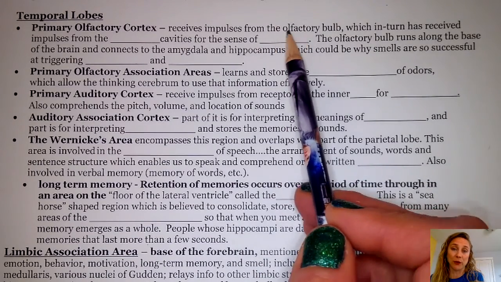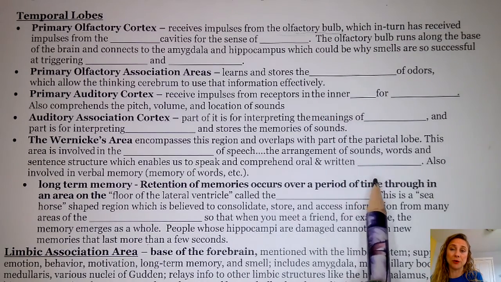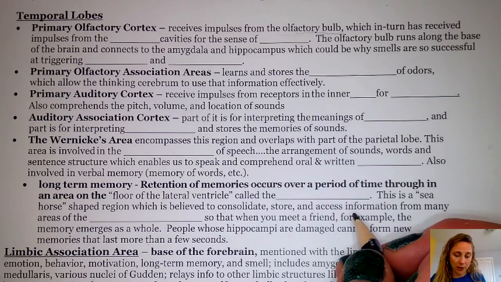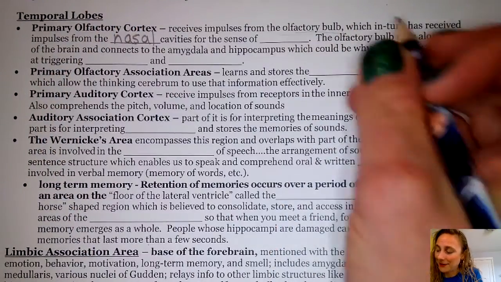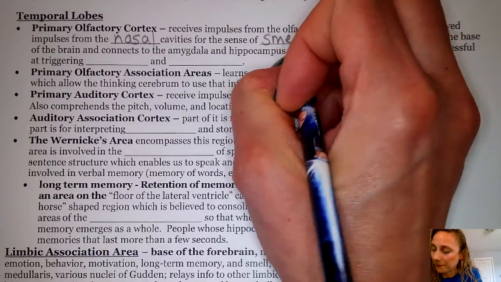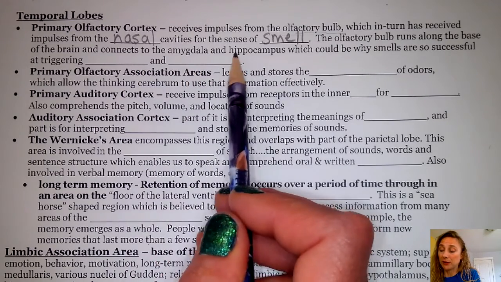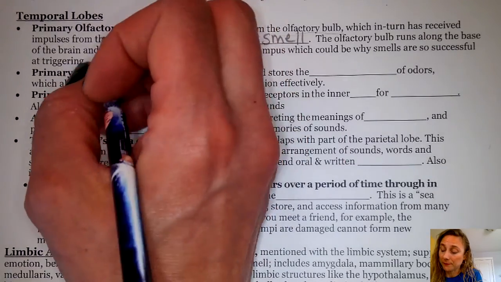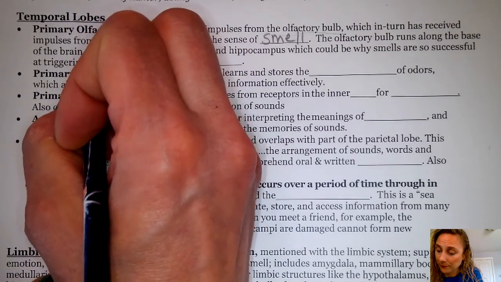It receives impulses from that olfactory bulb. That's at the base of the brain there. And in turn, that has received impulses, where are we at? From the nasal cavities. Yes, that's where we are. And give us the sense of smell. The olfactory bulb runs along the base of the brain, connecting to the amygdala, through the amygdala and hippocampus, which could be why smells are so successful for triggering stored memories and feelings. Yeah.